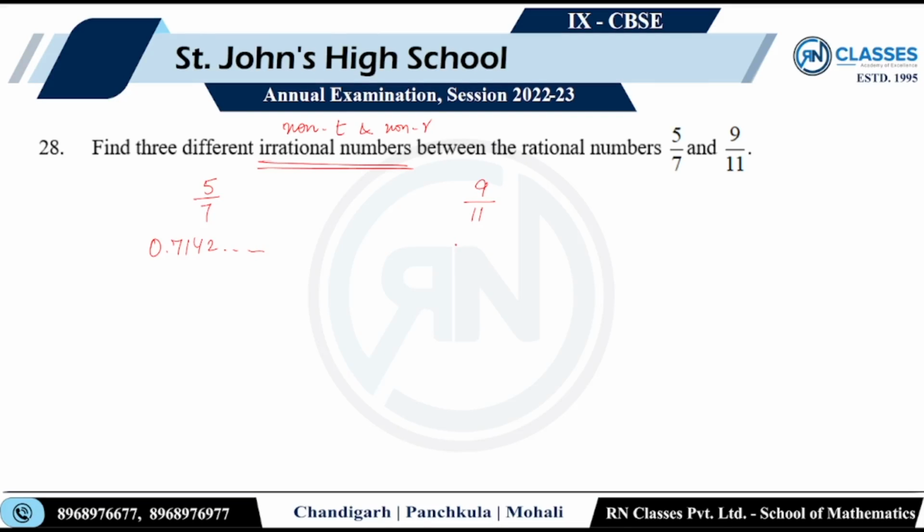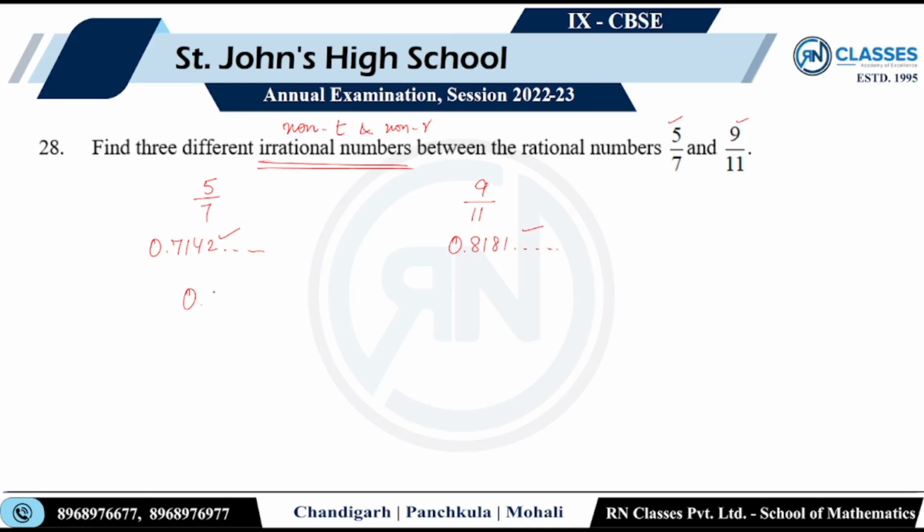So 9 by 11 को 0.8181 and so on. ठीक है. So ये दोनों already 5 by 7 and 9 by 11 p by q फॉर्म में थे. I know these are rational numbers, right? So now अब मेरे को इससे ज्यादा चाहिए, इससे कम होना चाहिए बट irrational होना चाहिए.